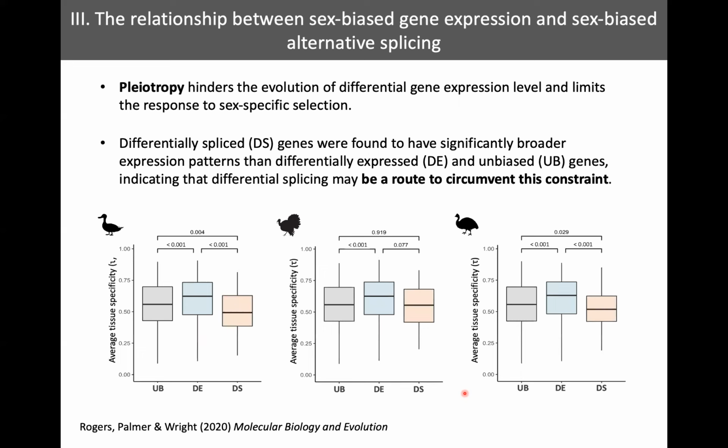We calculated tissue specificity, so tau here on the y-axis, for unbiased genes in grey, differentially expressed genes in blue, and differentially spliced genes in orange, and low values indicate broad expression patterns and high values indicate more specific expression patterns. So differentially spliced genes were found to have significantly broader expression patterns than differentially expressed and unbiased genes, indicating that differential splicing may be a route to overcome pleiotropic constraints acting on genes that limit the evolution of sex differences in expression level.